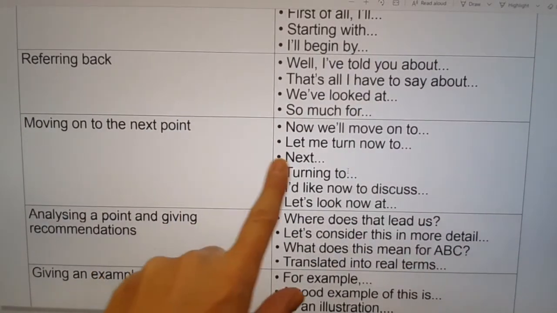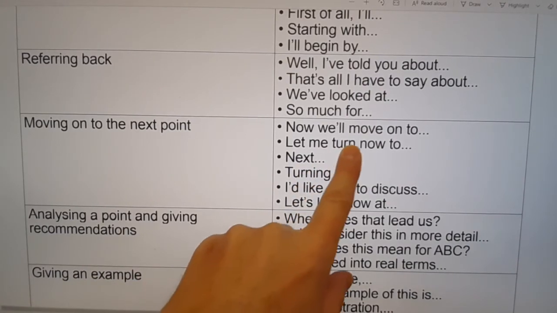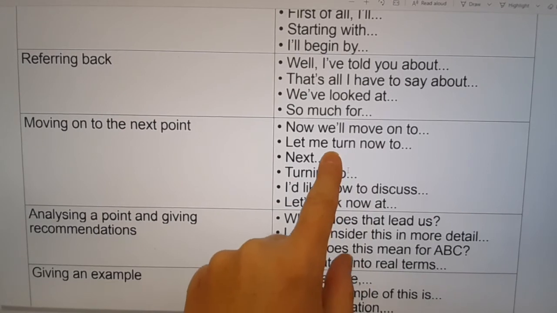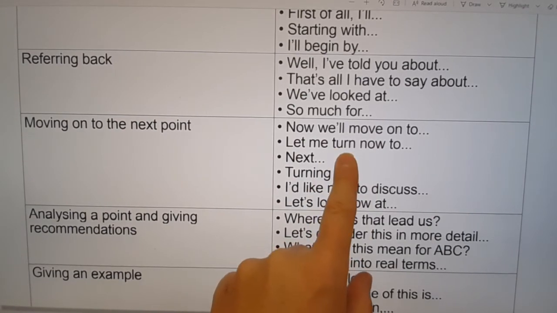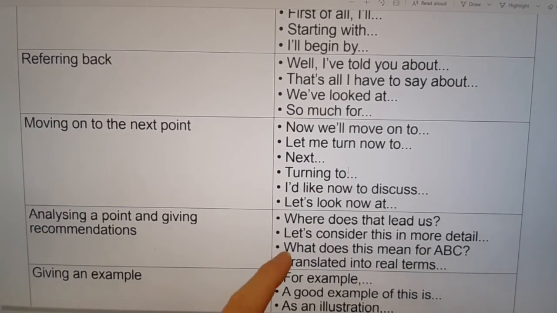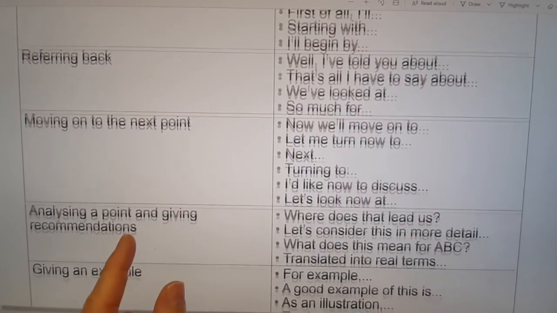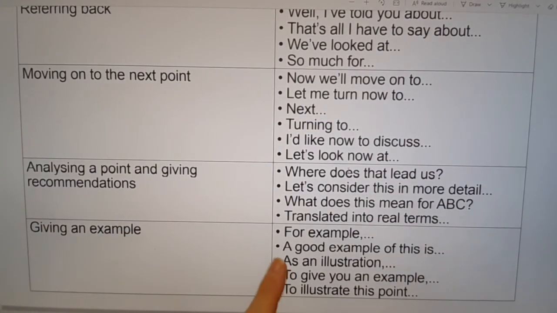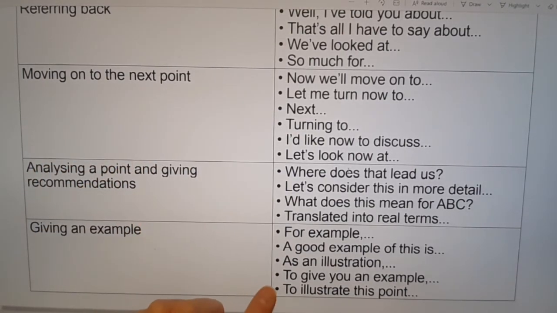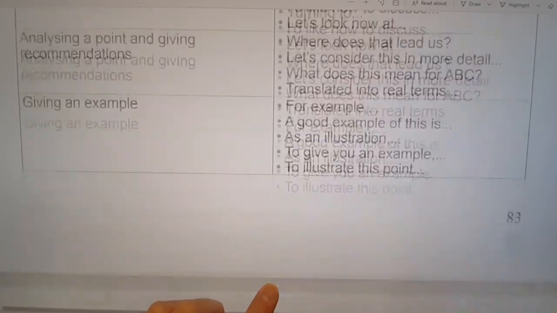And then I can move on to the next point, okay? And now we'll move on to, I like how even the speaker talked about turn. Let me turn now to this and turning to that. Okay, and then of course we have analyzing points, giving examples, great ones to illustrate. Illustrate is draw, but it's also used to describe, okay?